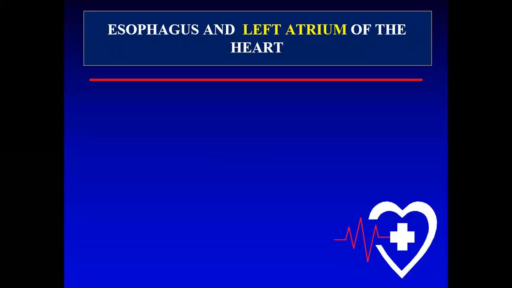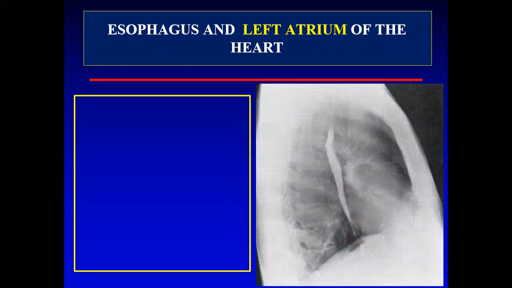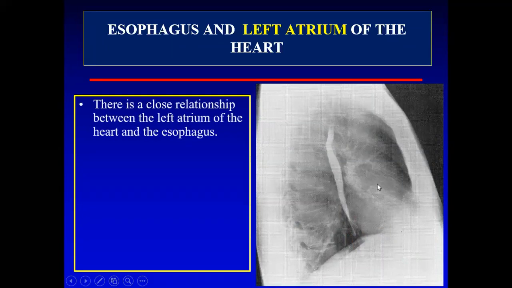Now coming to the esophagus and the left atrium of the heart, what is the relation? Is there any relation? How is it important? This is the barium meal, or the barium swallow, which is passing through the esophagus, and in the front is the heart. The esophagus cannot usually be seen, but if you give the barium swallow, it can be seen. The front is the heart.